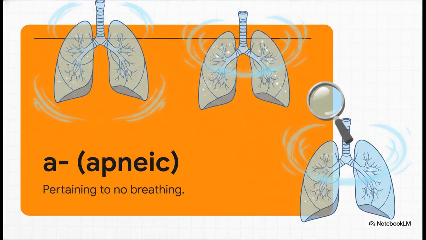Okay, let's dive into our first prefix, a. In medical terminology, a simply means pertaining to no or without. This brilliantly illustrates our first term, apneic. When you hear apneic, it literally means pertaining to no breathing. If the lungs just aren't pulling in air, the patient is in an apneic state. See? One simple letter at the start of a word gives you massive clinical meaning.